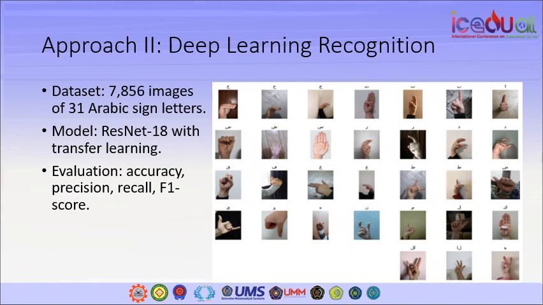In the second approach, we developed sign recognition using deep learning. We used a dataset of almost 8,000 images covering 31 Arabic letters. Then, we applied ResNet 18 transfer learning and evaluated its accuracy, precision, recall, and F1 scores.